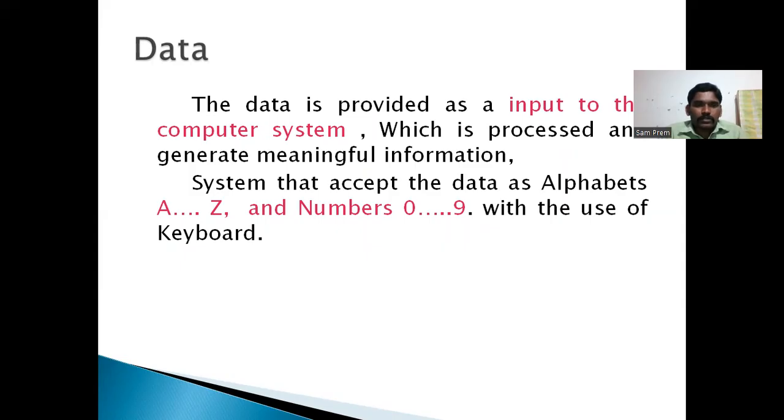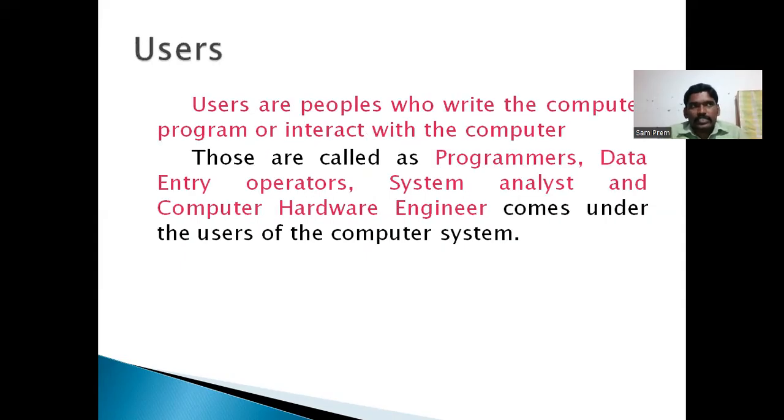Next one, the last one, user. A user is nothing but a person who interacts with the computer. Users include programmers, data entry operators, system analysts, and computer hardware engineers. Okay, so these four are the parts of the computer: first one hardware, software, next one data, and then user.